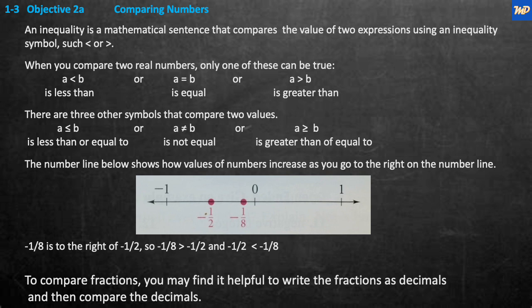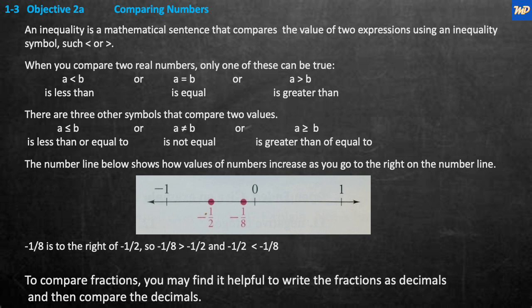A can either be less than B, or A can be equal to B, or A can be greater than B. Those are the only possibilities in terms of comparisons. When you compare two real numbers, only one of these can be true.